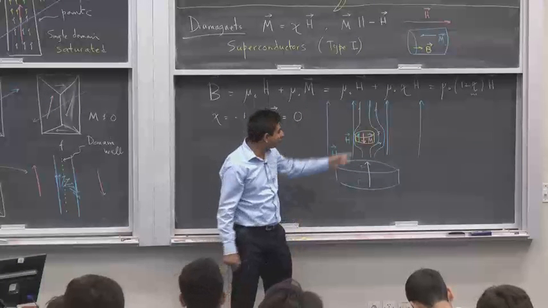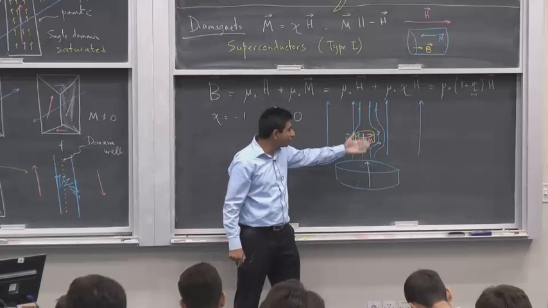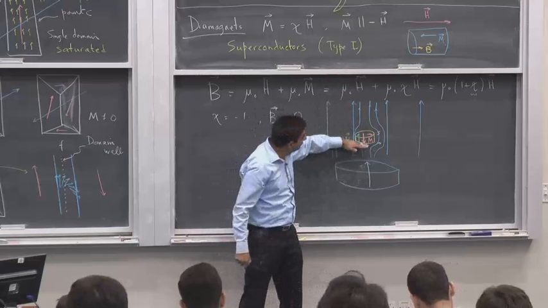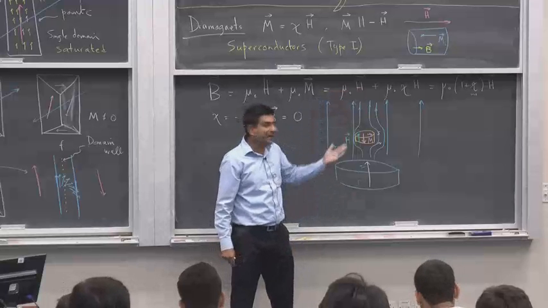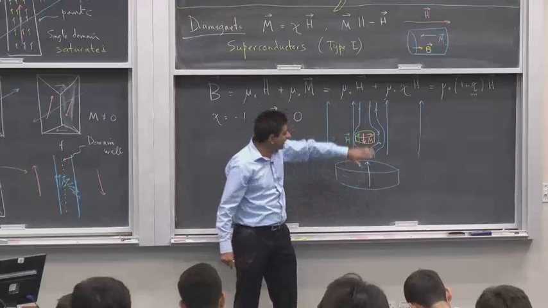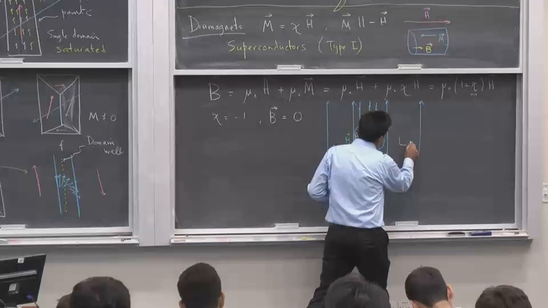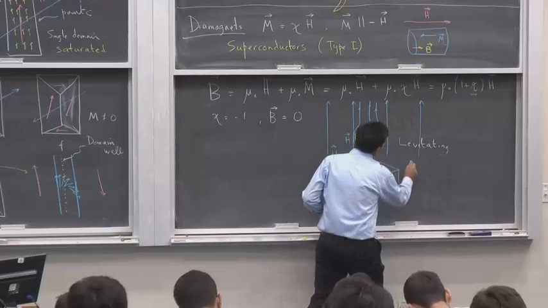And if you look at the force that acts on this dipole because of this field, the force is in the upward direction. This superconductor will be repelled by the magnet. It can be repelled in such a fashion that the repulsive force is greater than the force of gravity, so it starts levitating. This is called the Meissner effect.